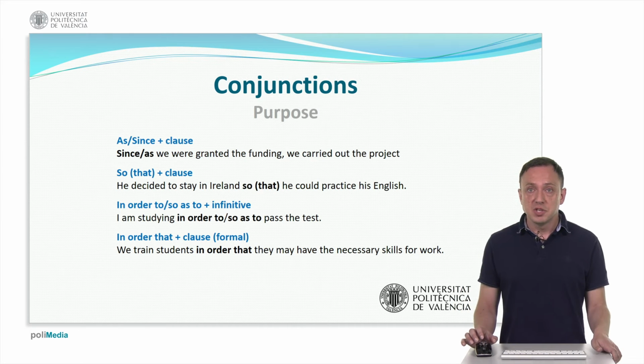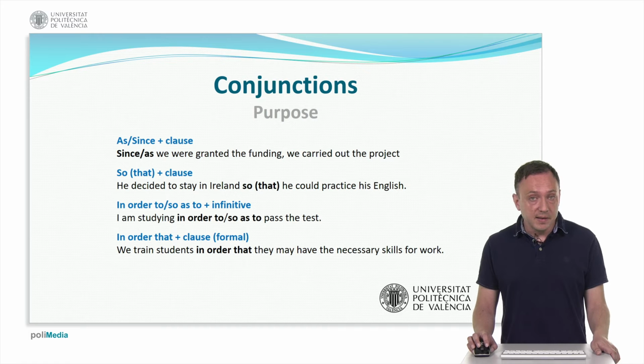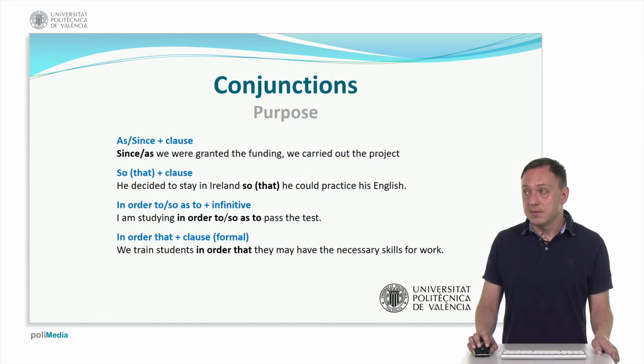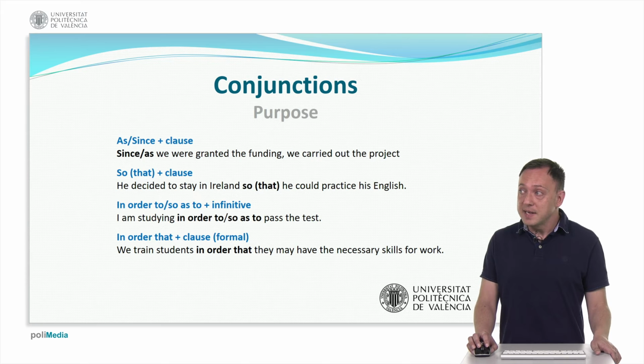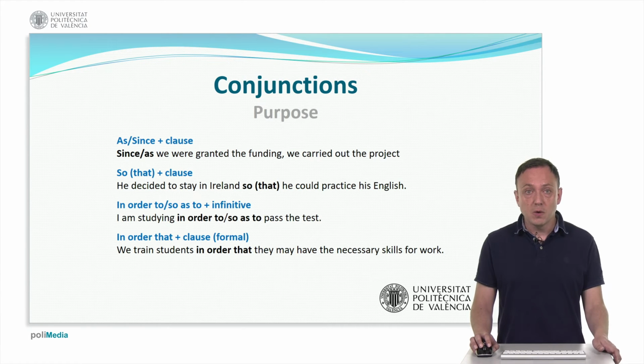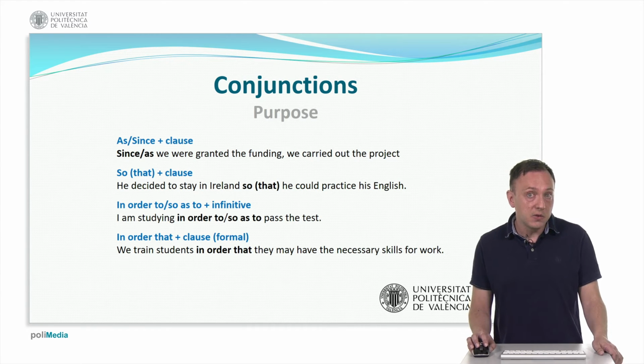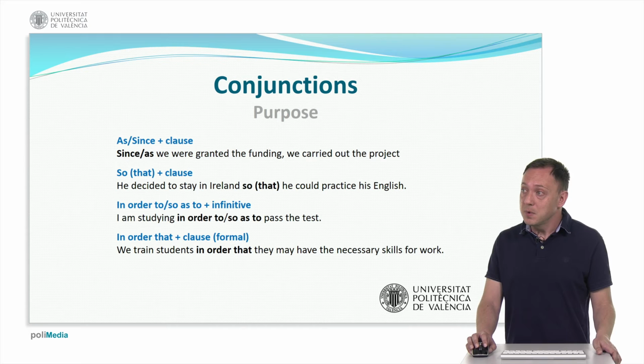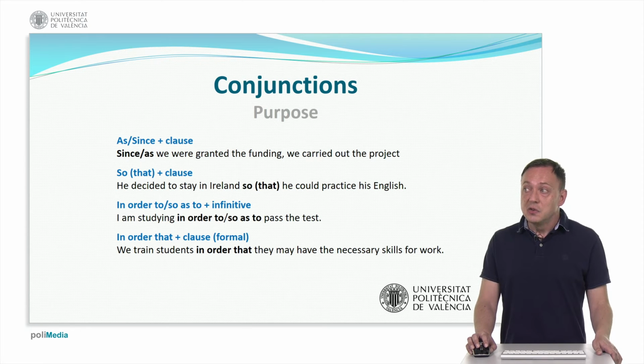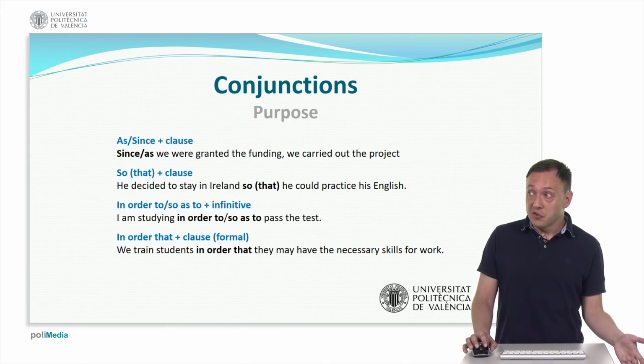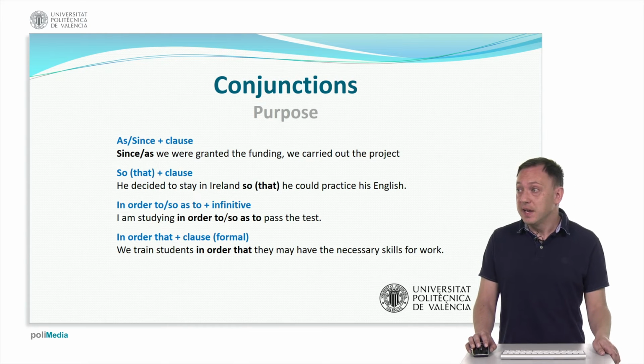Let's begin with conjunctions that express purpose. So you have as or since plus clause. For example, since or as we were granted the funding, we carried out the project. You also have so or so that plus clause. So you've got an example here as well. He decided to stay in Ireland so he could practice, or so that he could practice, his English.